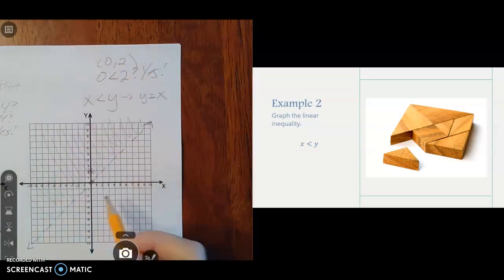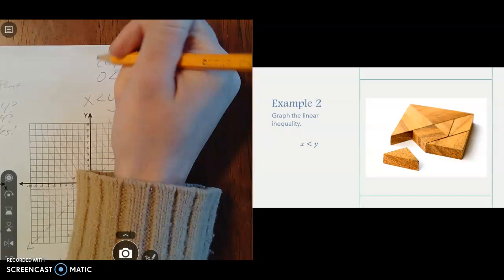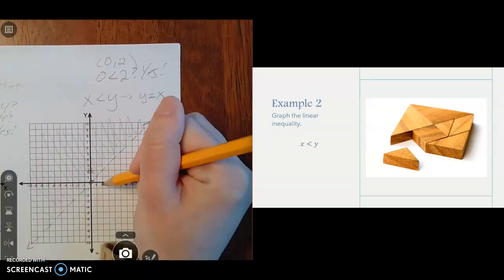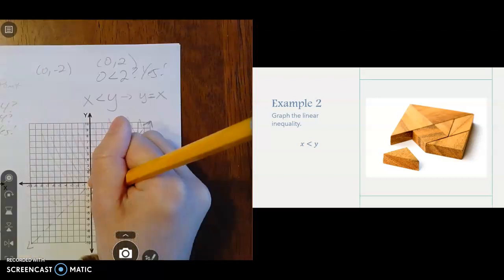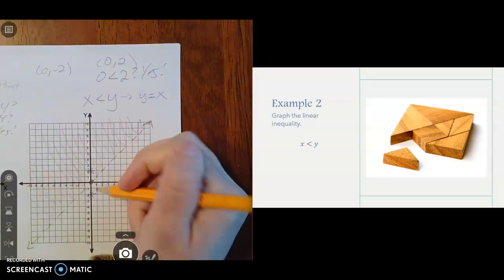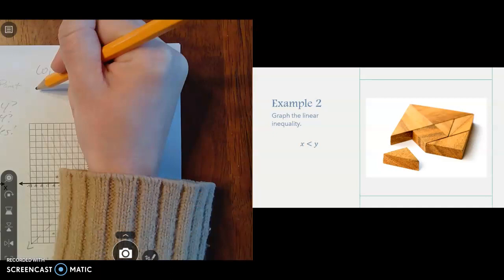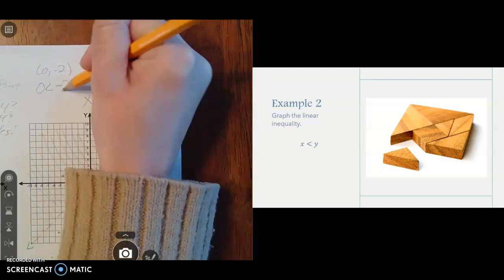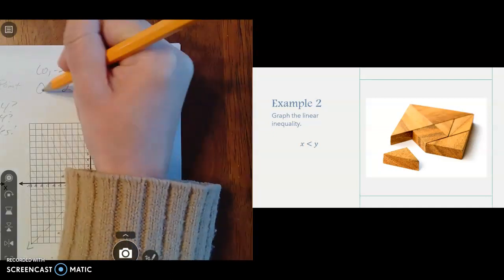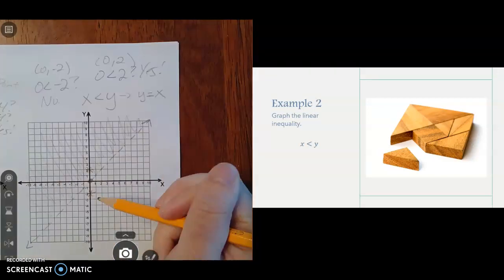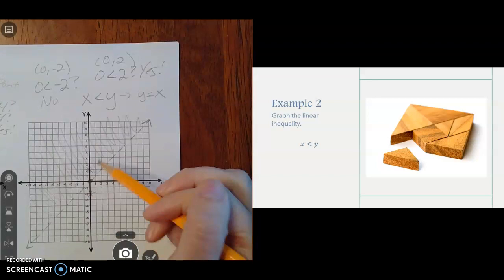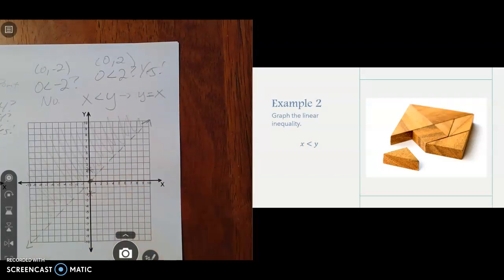Let's say that we picked a test point way over here, just so that you guys have a nice little other example. What if I put like the point 0, -2 down here? If I picked a point on the other side, I would have 0 for my x and -2 for my y. Is 0 less than -2? No, 0 is not less than -2. So that's how I would know, don't shade this way, shade the other side. Okay, so that's what it looks like to do a test point.